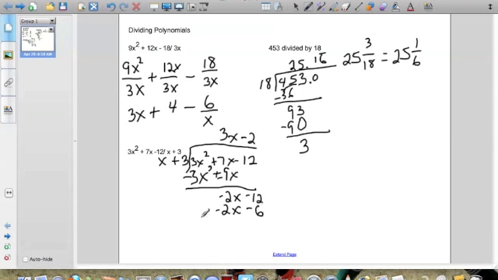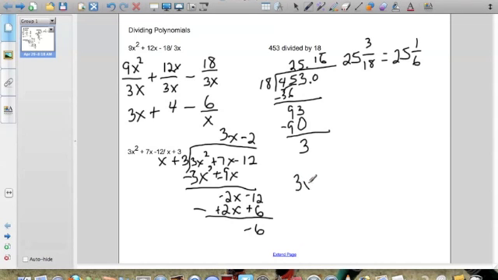Negative 2 times 3 is a negative 6. Now again, this is the tricky part of it. We have to take the opposite. The reason why we want these two to match is because we're going to subtract here. So we have to take the opposite of both of these. So it ends up being a plus 2x and a plus 6. So again, this becomes 0. Our final value here is a negative 6. That's our remainder.